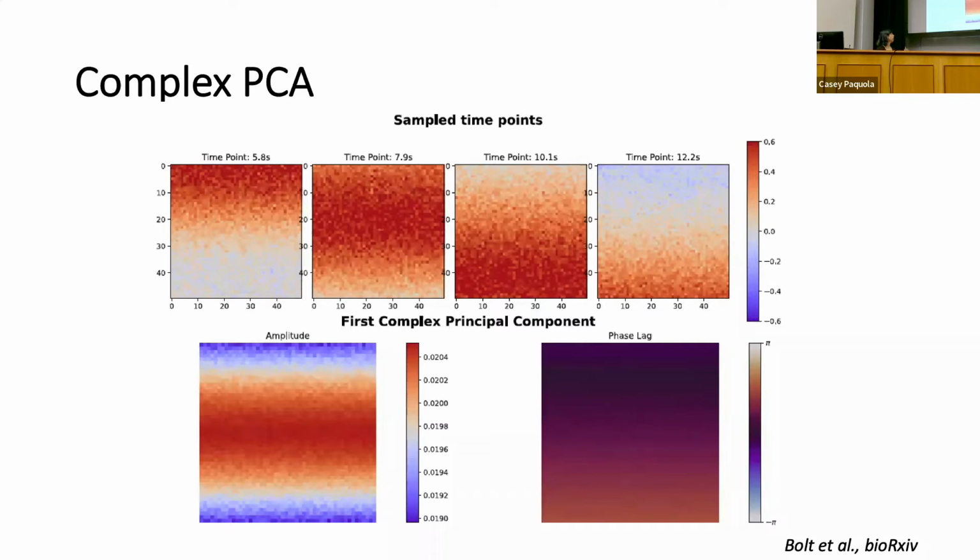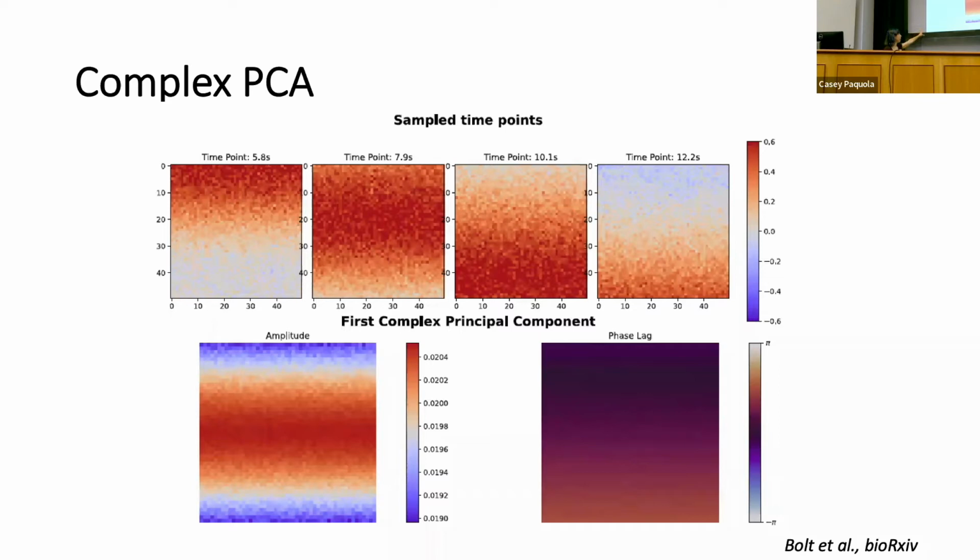That's our bright red activity at the top. These are different time points going across, and that bright red activity is moving from top to bottom. So the way that manifests for the complex PCA is as this wave pattern of amplitude.